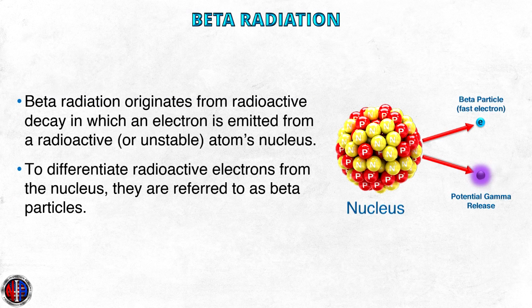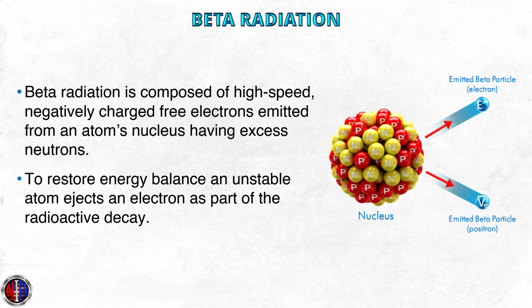Beta particulate radiation. Beta radiation originates from radioactive decay in which an electron is emitted from a radioactive or unstable atom's nucleus. Normally, an electron orbits the nucleus. To differentiate these radioactive electrons from the nucleus, they are referred to as beta particles. Beta radiation is composed of high-speed, negatively charged free electrons emitted from the atom's nucleus having excess neutrons. The unstable atom must transition into a stable atom to restore energy balance. In doing so, it ejects an electron as part of the radioactive decay.